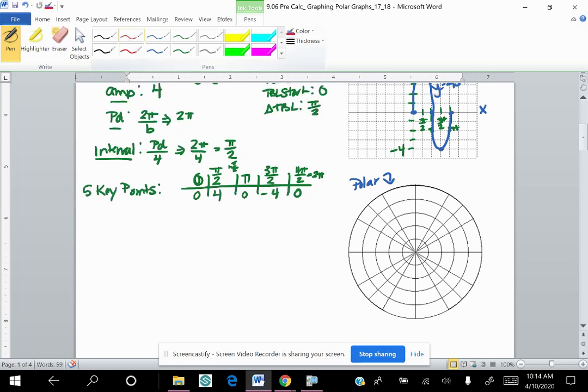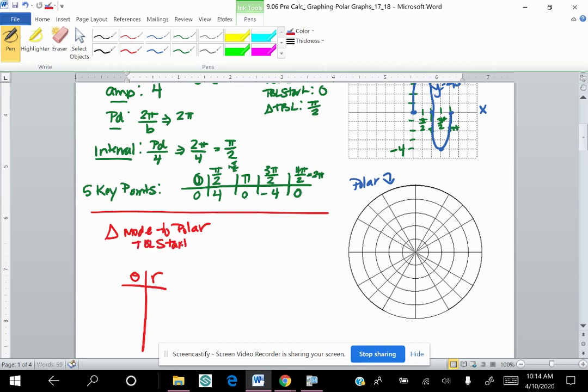So to graph it on my polar axes, I'm going to first change my mode in my calculator to polar mode. What will happen when you switch it to polar is it's going to be in terms of r and theta now instead of x and y. So we're going to do a table for theta and r. So we're going to want our table start to be at 0.